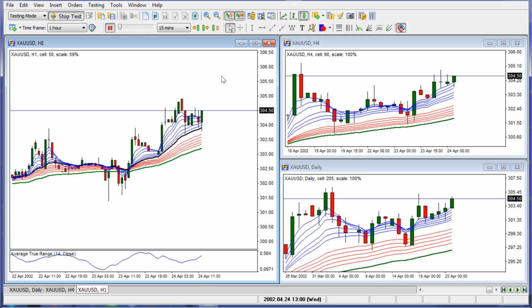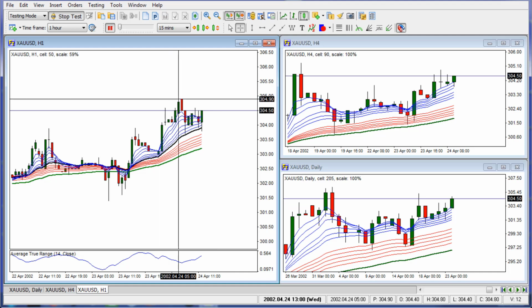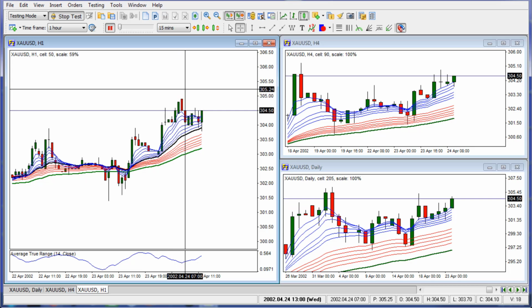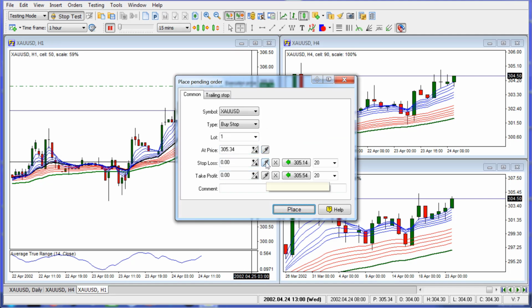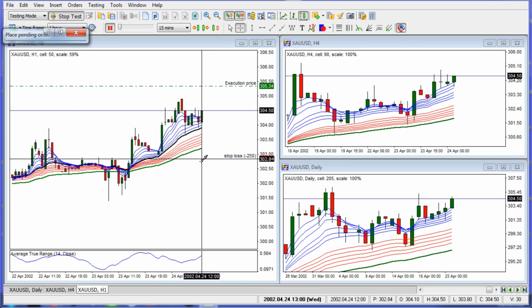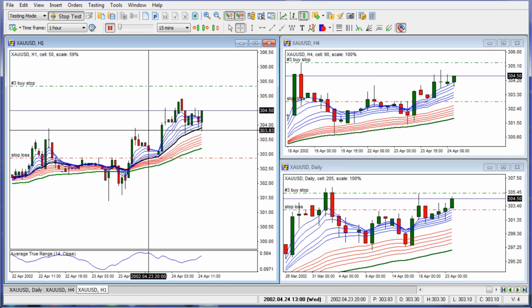So we're now going to be looking for a buy entry, which will be 14 ATR above the recent swing high. So that will basically come into 305.34, where we place a pending buy stop, and our stop loss level will be 14 ATRs below the 60 moving average. It's in about there, and we'll see how this pans out.